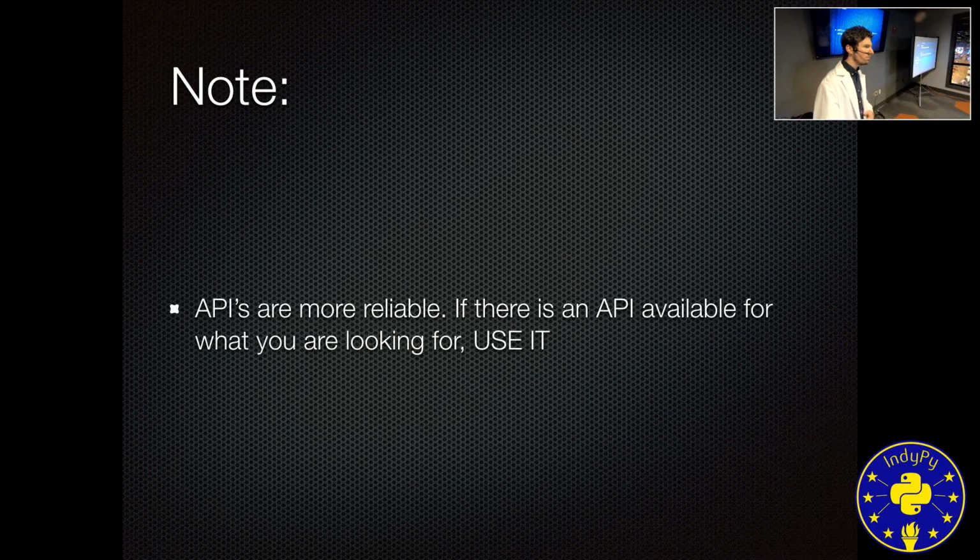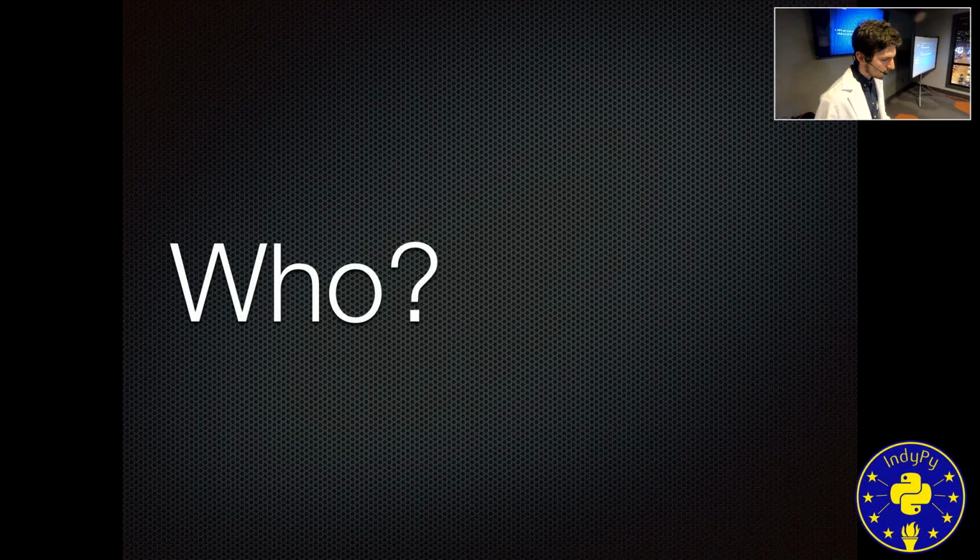A quick note, somebody in here has to be thinking, why would I not just be using an API? And you're right, APIs are more reliable. If there's an API available for what you're looking for, use it. Web scraping should be secondary. If there's already an API out there that you have seen and come across that you like, go ahead and use it.